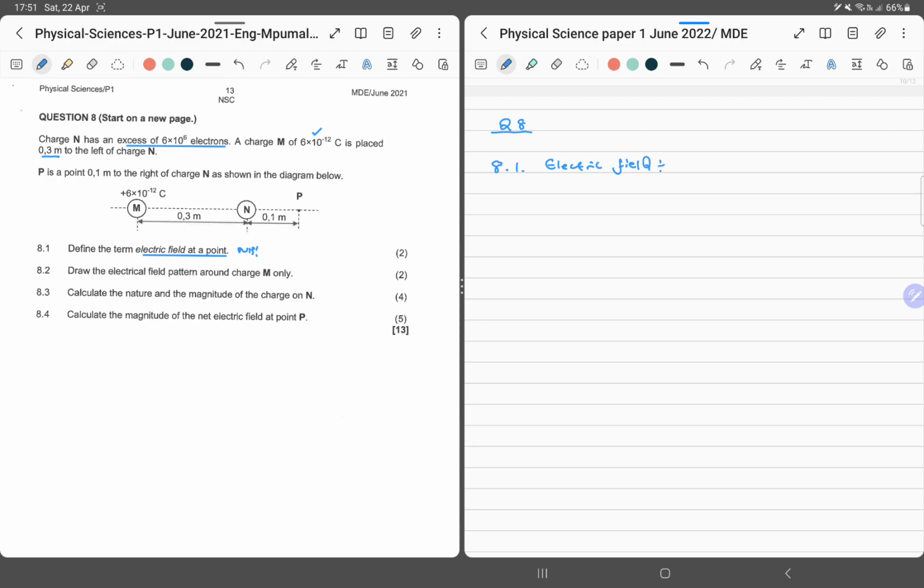This is defined as, what can we say? It's a space around a charged particle in which a positive charge will experience an electrostatic force.